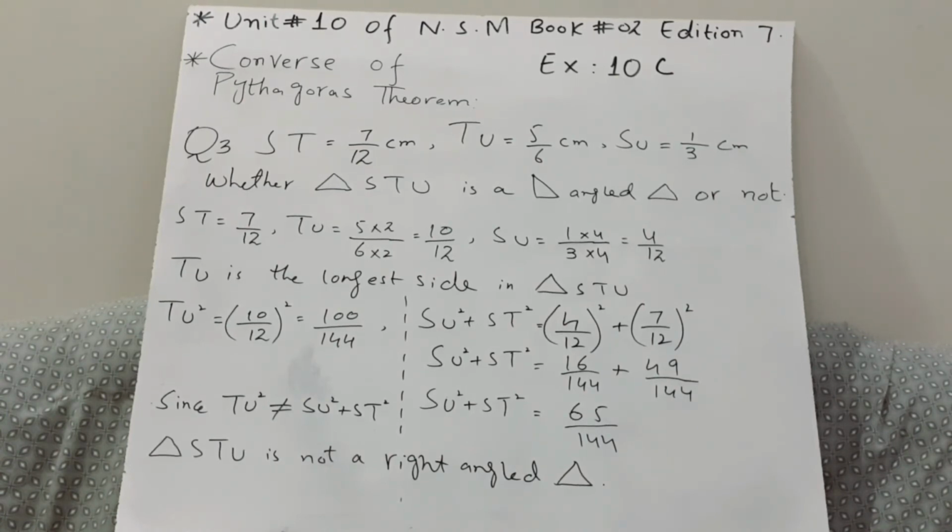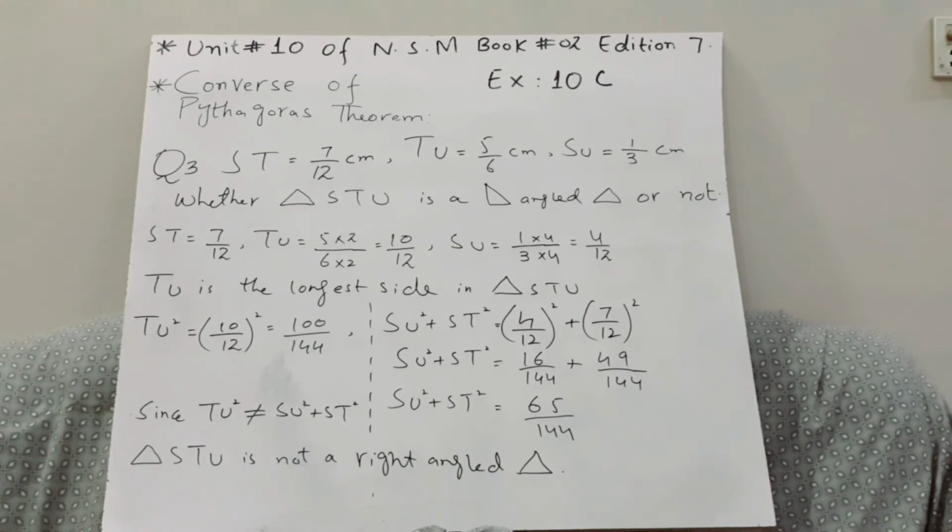So we have to do the same thing: first identify the longest side length. But in this there is a problem. We cannot identify the longest side length as ST equals 7/12, TU equals 5/6, and SU equals 1/3. So first we need to make the denominators the same, then we will be able to identify the longest side length.